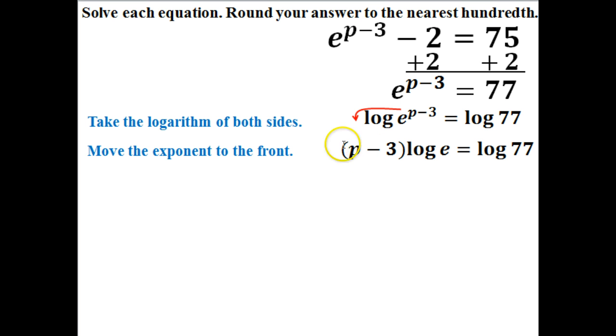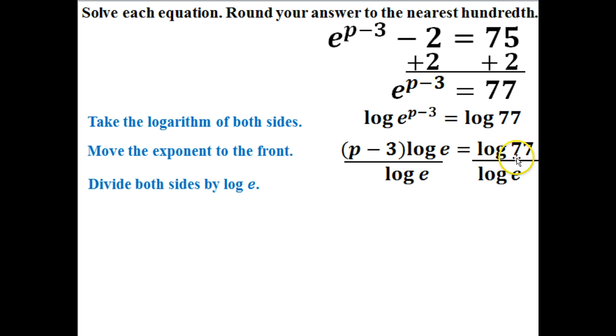Our goal here is to find out what p equals. So in order to do that, we want to isolate it, get it all alone. We've got this log base 10 of e on this side, so what we're going to do now is divide both sides by log e. Log 77 divided by log e is what we're basically doing. Now these two will end up canceling out, so what we're left with is p minus 3 equals log 77 over log e.